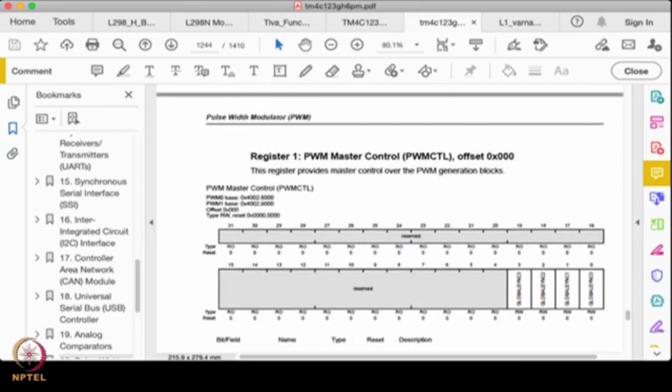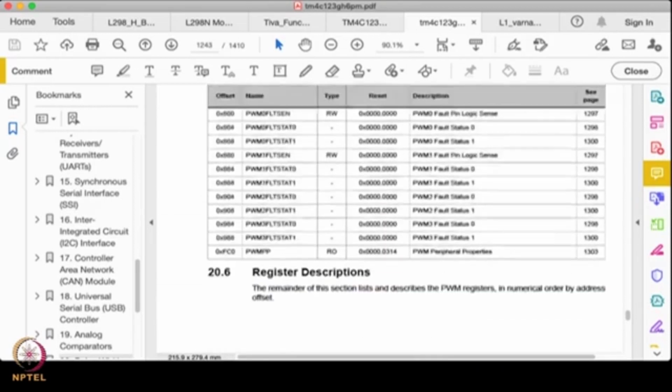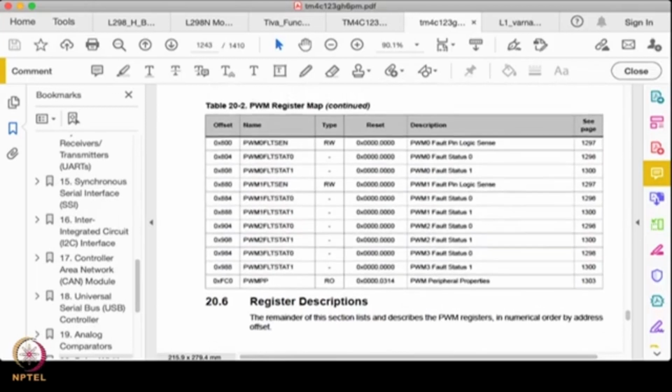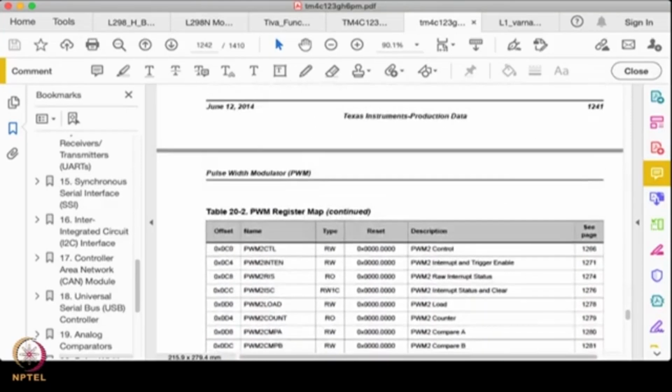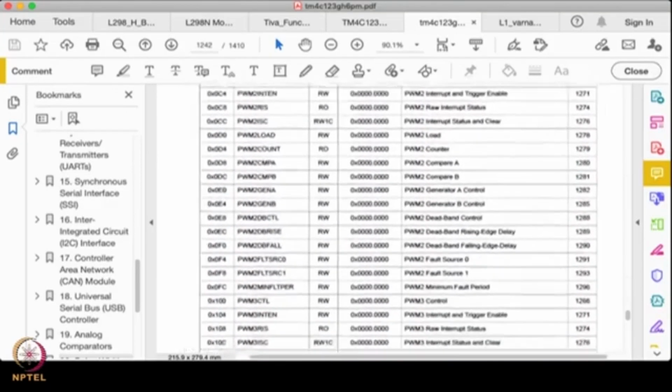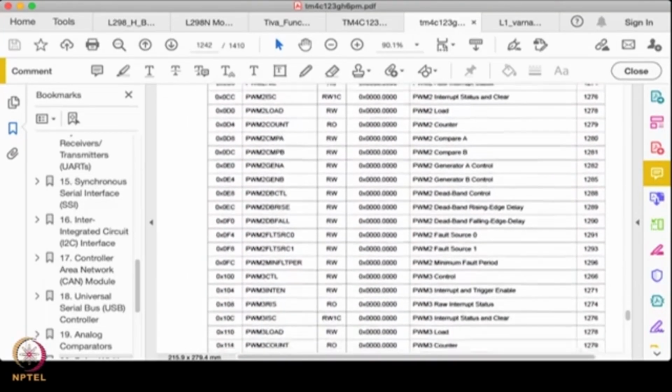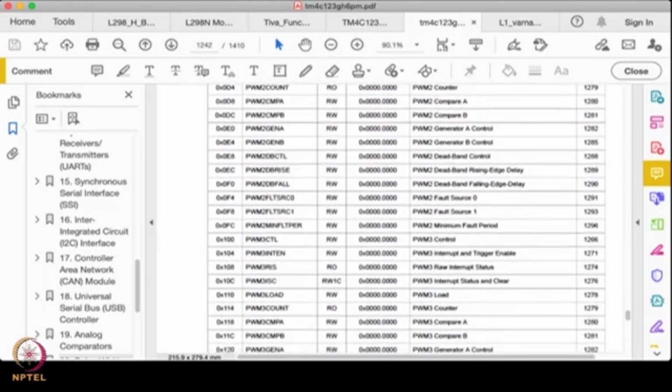Okay, so you see this master control register. A lot of different registers will be there, and all the details of each register will be given. So this is like a register map. All the registers are given here. So you can go through these registers and become familiar with them.